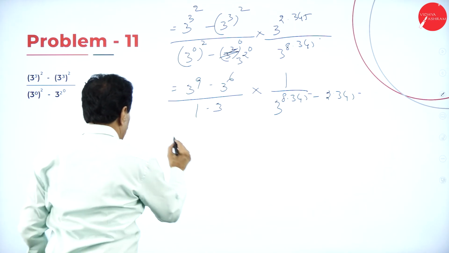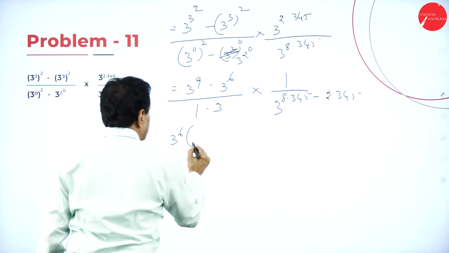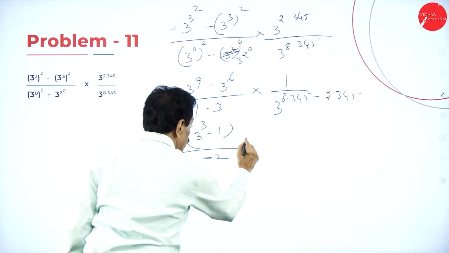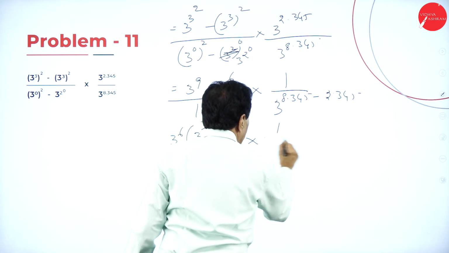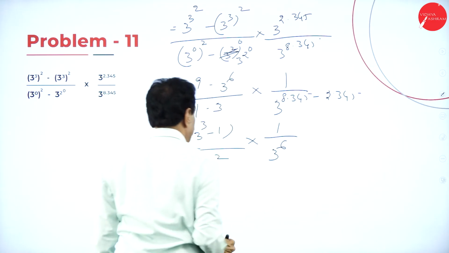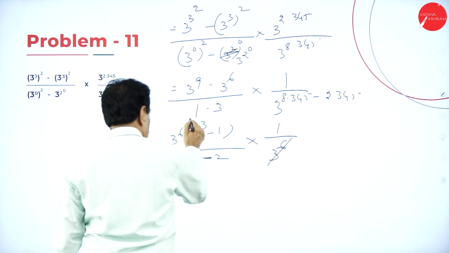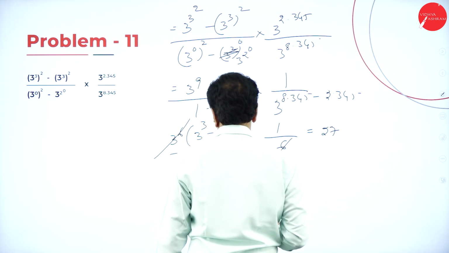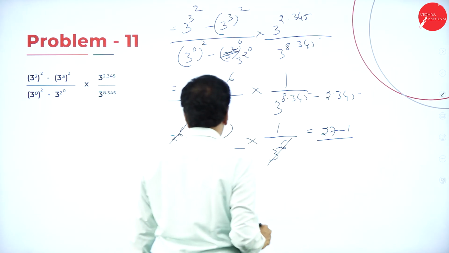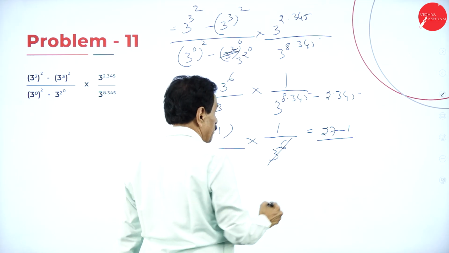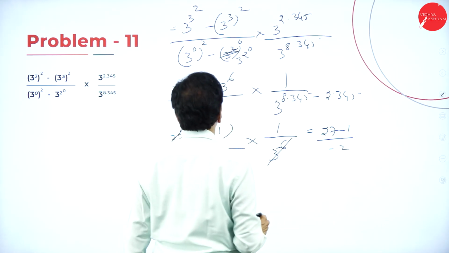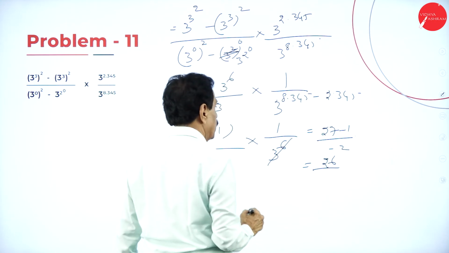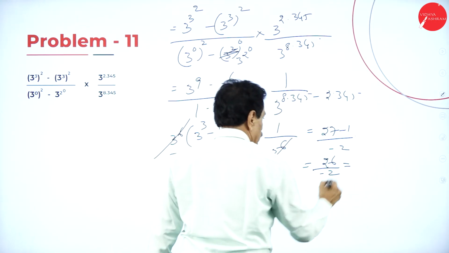1 square is 1. You take the 3 to the power of 6 as a common. How much left over? 3 cube minus 1. This is minus 2 into 1 over 3 to the power of 6. Cancelled out. 3 cube is 27 minus 1, 26. This is minus 2. Here minus 2 is there. This is 26 minus 2, so minus 13.